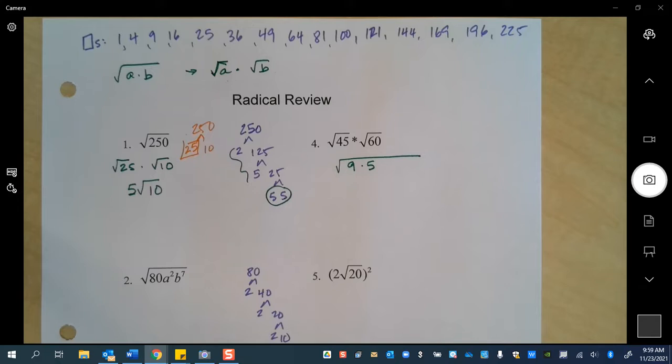What's special about 45? Talk to me about its factors. It sure does. It has one of my best friends in it.